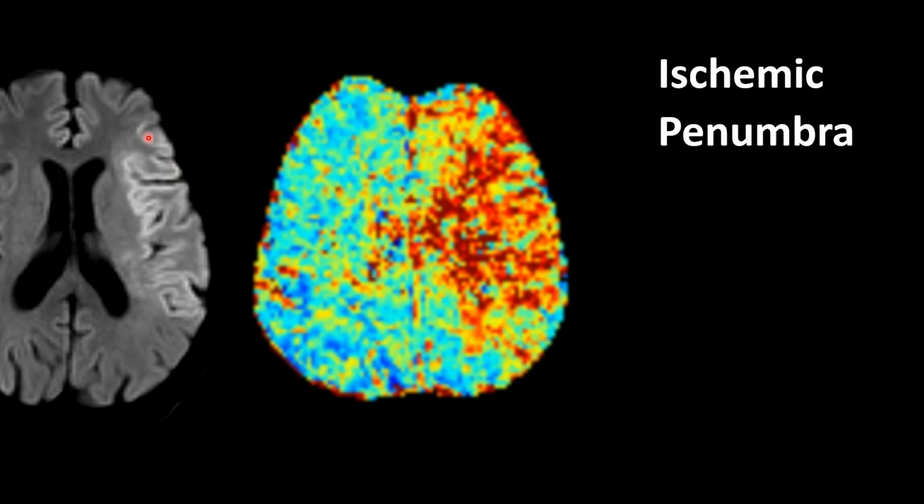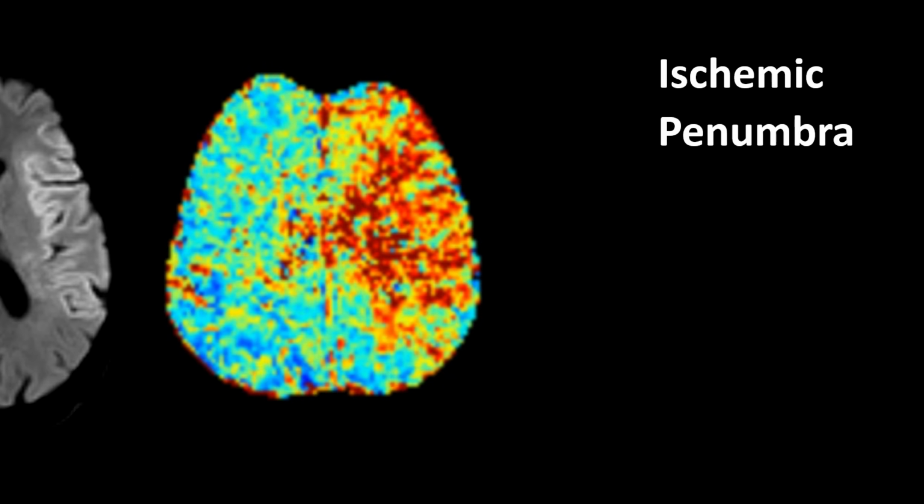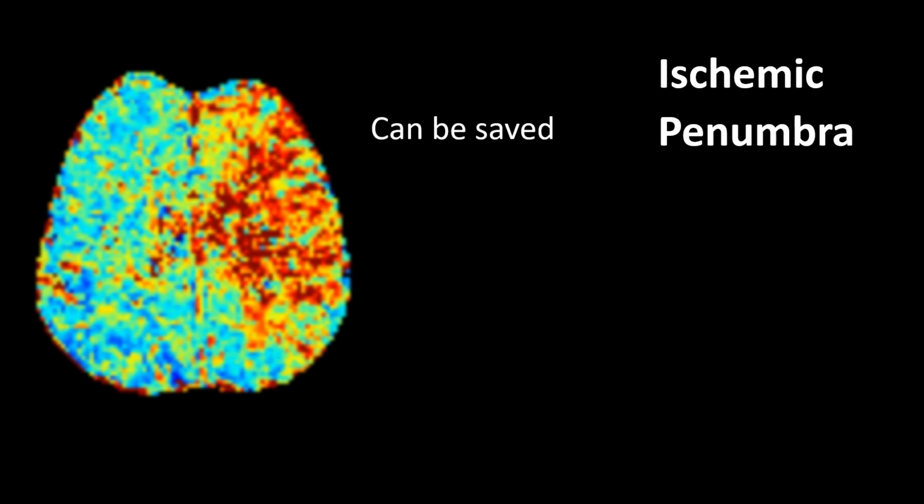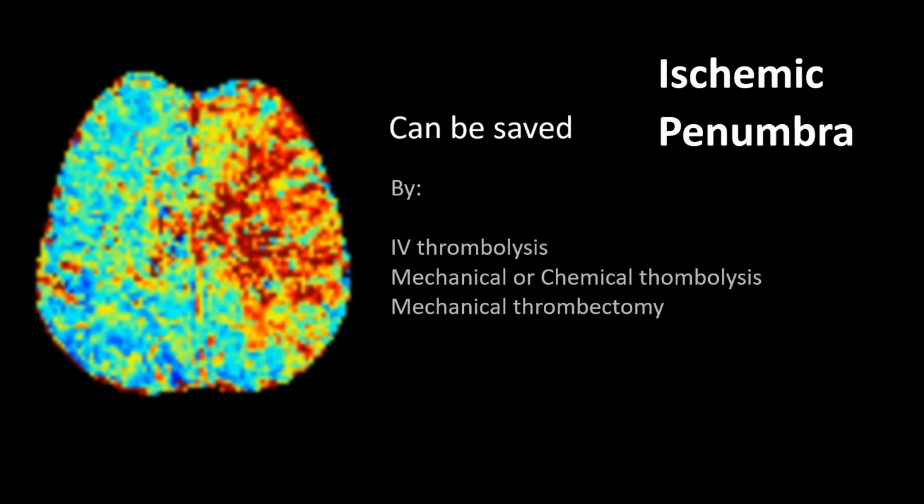This is the region which has already undergone infarction. So this is the region which can still be saved by various techniques such as IV thrombolysis or chemical thrombolysis or mechanical thrombectomy. In our case, the patient underwent mechanical thrombectomy.